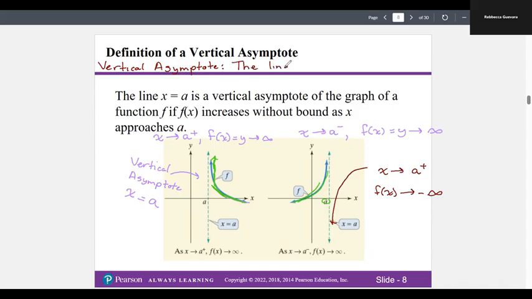Going to be the line x equals a, where if x approaches a from the right or the left, f of x is going to either go to positive or negative infinity.